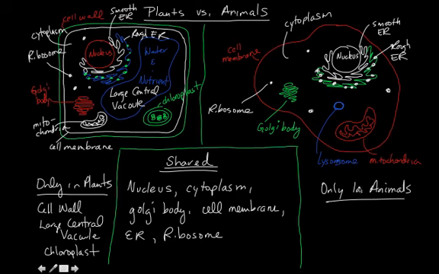And if we hop on over to the animal side, animals are pretty simple. Everything that they have, plants have, with one exception. And the one exception is the lysosome. So lysosomes are only found in animal cells. All right, guys, those are the major differences and also some things that plants and animals have in common.